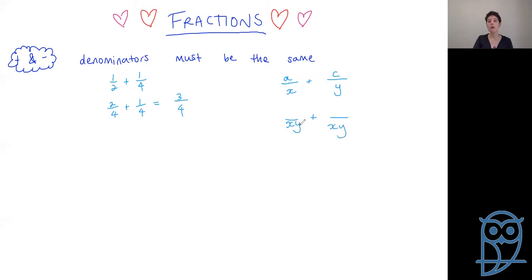So if we're going to multiply the bottom by y, we've got to multiply the top by y. So we would have ay on top. And you can see straight away, those y's would cancel if we simplified this fraction, and we'd be left with a over x, which is what we started with. Multiply the bottom by x, multiply the top by x. And again, we can see immediately if we were to simplify this fraction, we would be back to c over y. But now we can go ay plus cx over xy. Because of this plus, we can't cancel anything here, and this is our simplest form to leave it in.